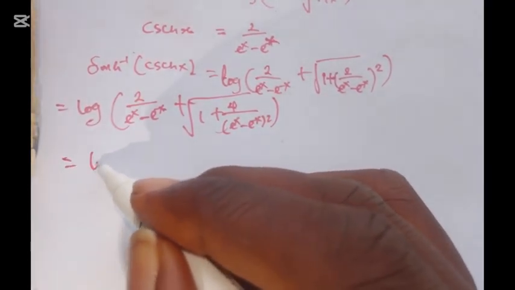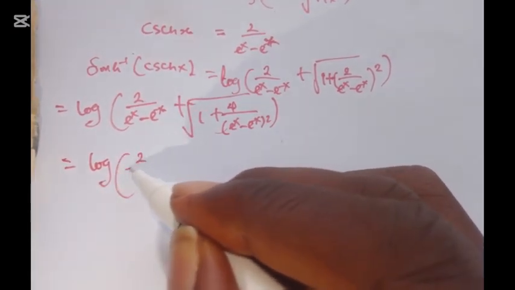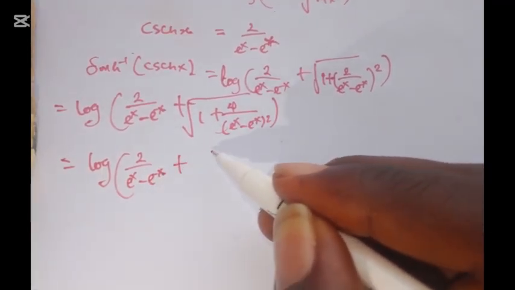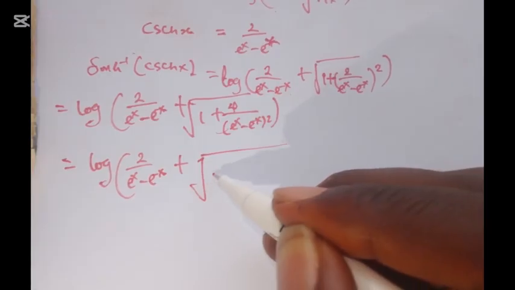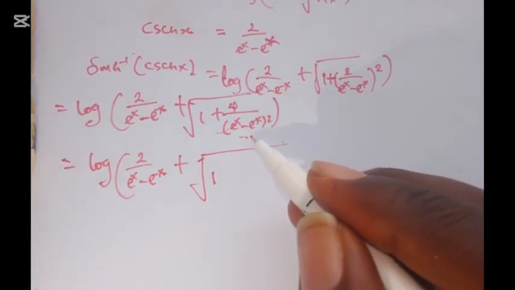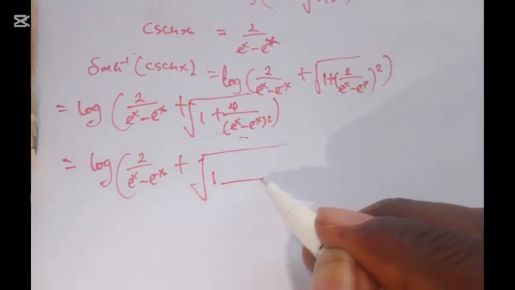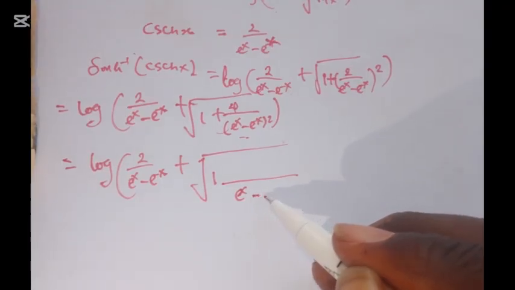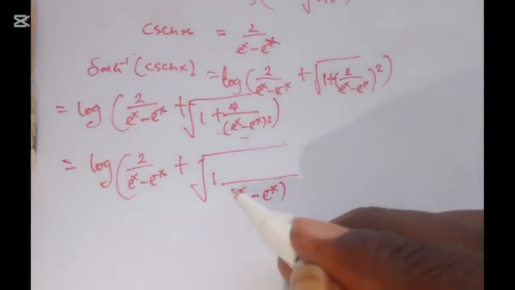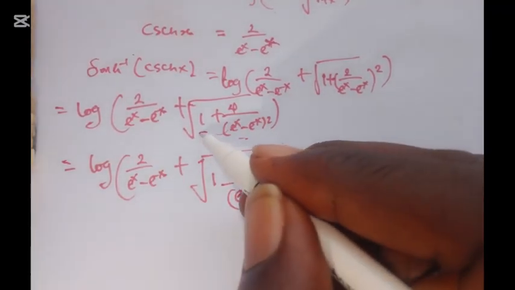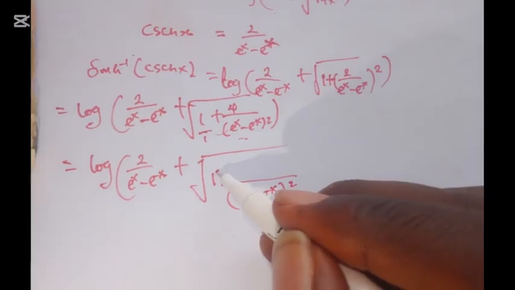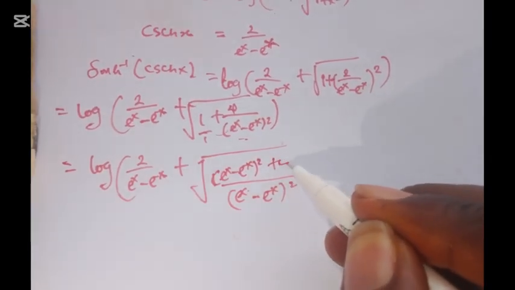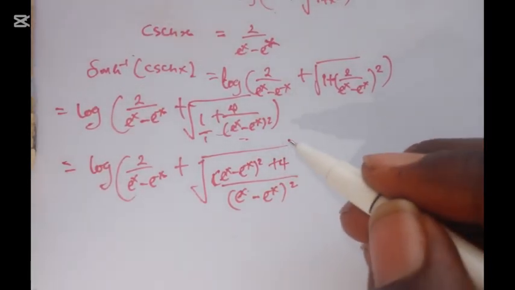So we have the following. We have log of 2 over exponential x minus exponential negative x plus the square root of 1. The LCM is exponential x minus exponential negative x to the second power, and don't forget it's over 1. That is exponential x minus exponential negative x to the second power, then plus 4. So we close the brackets.